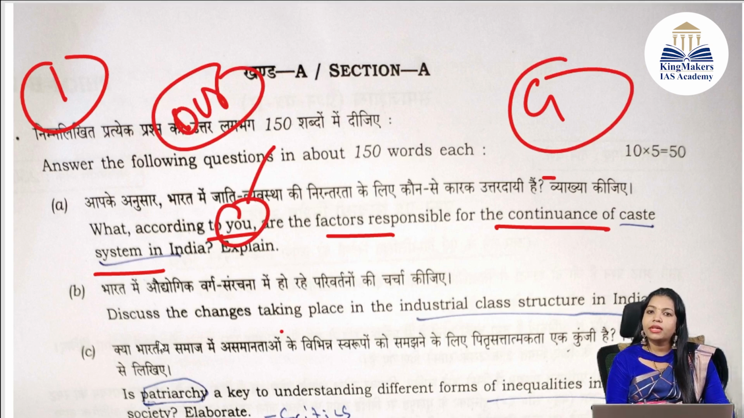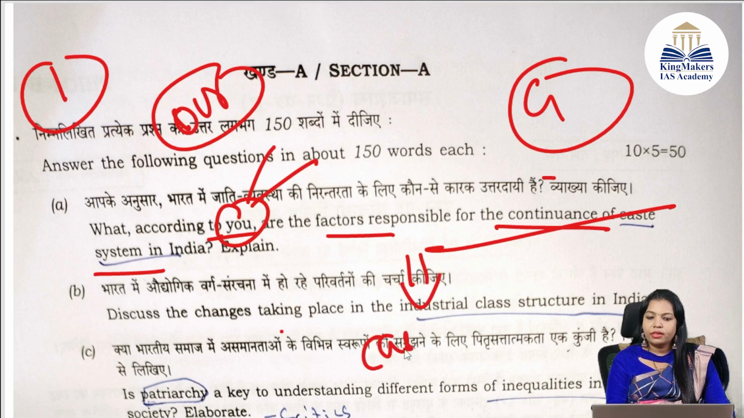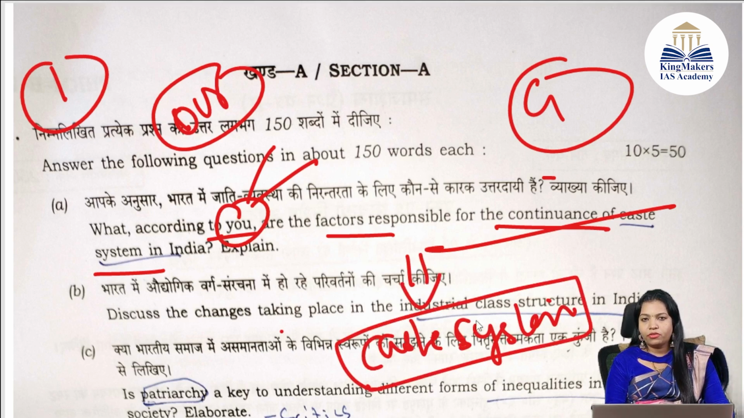But how you have to give the sociological angles, I am going to discuss. So, according to you, what are the factors responsible for the continuation of caste system in India? How will the question structure come? What is caste system, or who are the thinkers who contributed their studies on caste systems. You can start the introduction from there. Then the question asks what is the reason for the continuation of these caste systems.